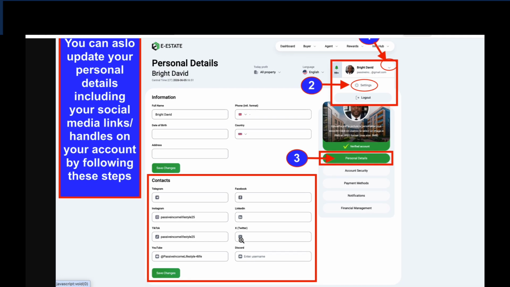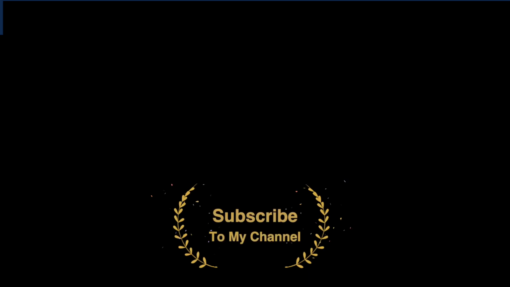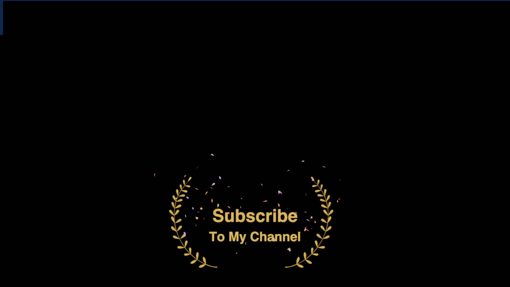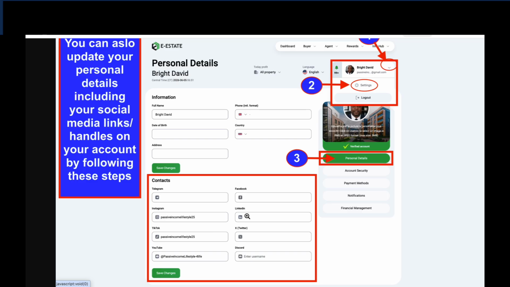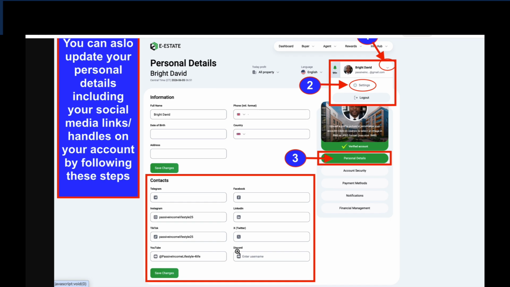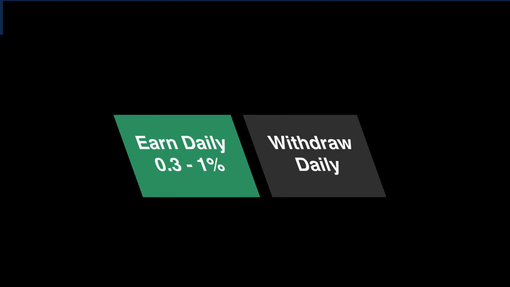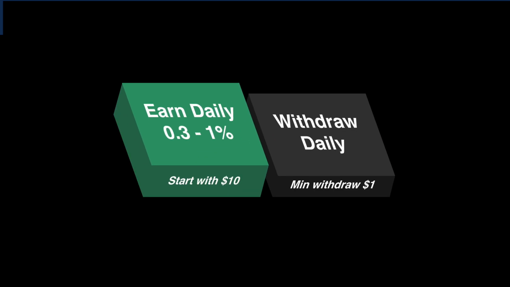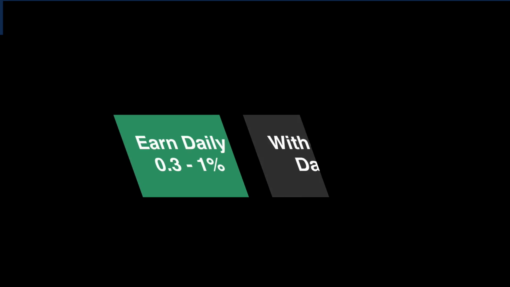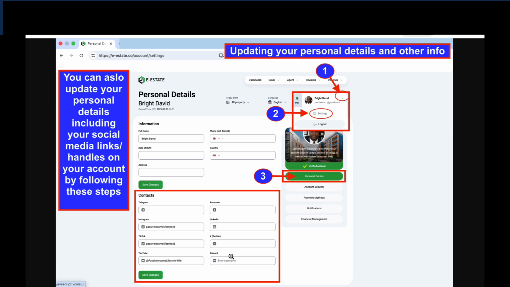Once you have entered the right information, okay, you click save changes. When you click save changes, I believe there will be an email sent to you with a 6-digit code, where you are going to enter the 6-digit code and click update, and that will now complete your update if you want to update your personal details and any other information.